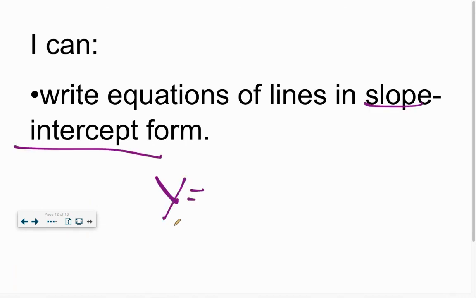So we want our final answer to be in y equals mx plus b, where m is your slope, some number or fraction, positive or negative, and b is your y-intercept, your initial starting value, whether positive or negative.